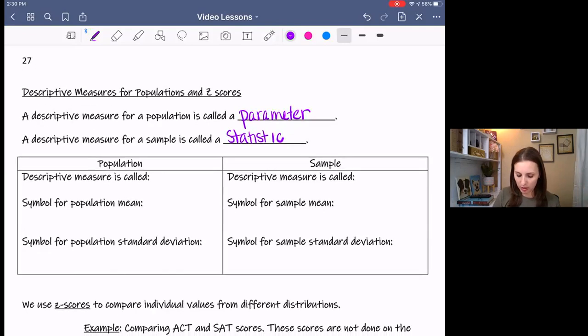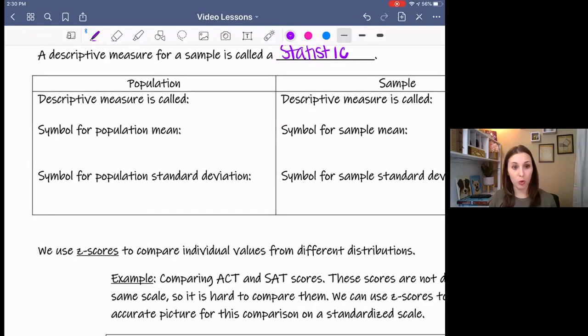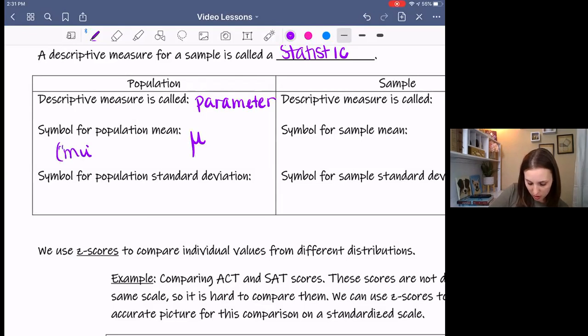So I'm summarizing here in this table, a descriptive measure for a population is called a parameter, which we just talked about. And then the symbol for population mean, which is a very popular parameter for population, is called mu, and it looks like this. Mu. It's like a Greek letter. And the symbol for population standard deviation is this little sigma.